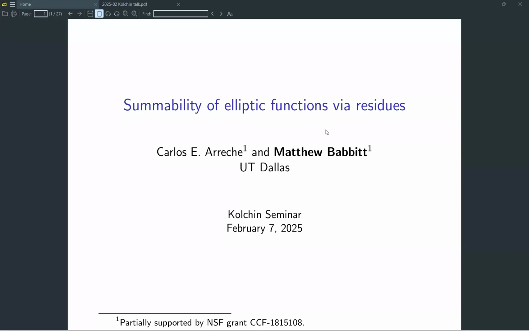Welcome back, everyone, to the coaching seminar on differential algebra. Our first speaker this semester is Matthew Babbitt, who will give us a presentation on summability of elliptic functions via residues.